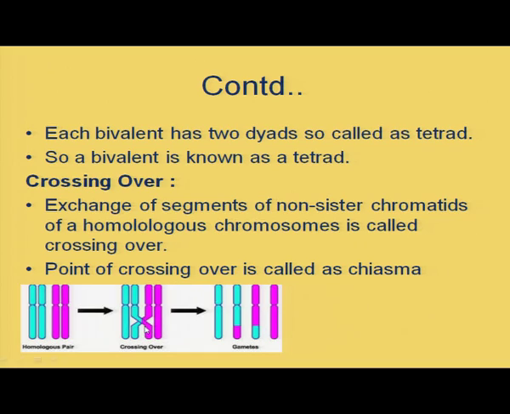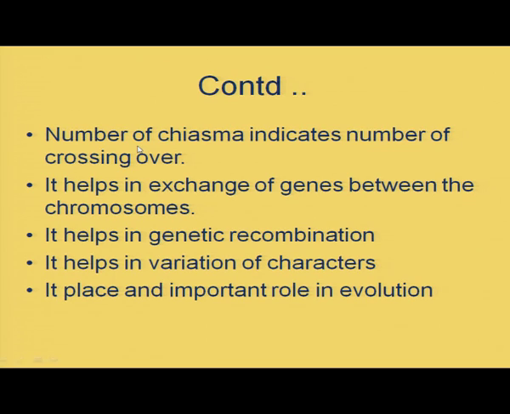It is exchanging the segments of non-sister chromatids. So this phenomenon is known as crossing over. That means exchange of segments of non-sister chromatids of a homologous chromosome. It is known as crossing over, and the point of a crossing over is known as chiasma. Now the number of chiasmata indicates the number of crossing overs.